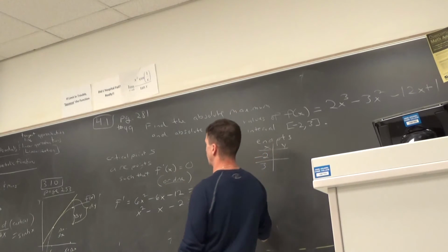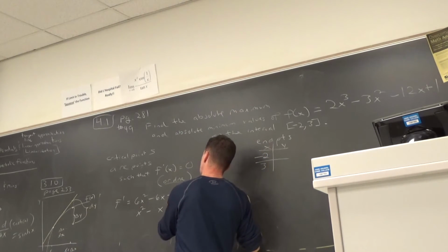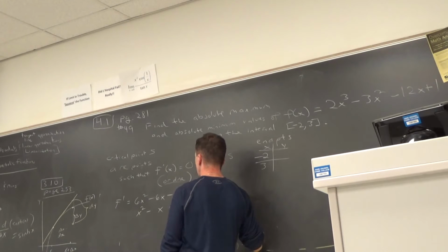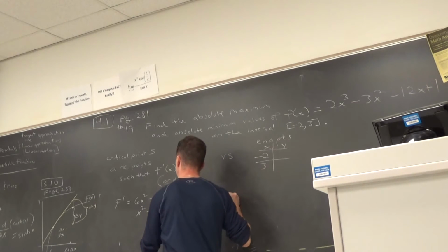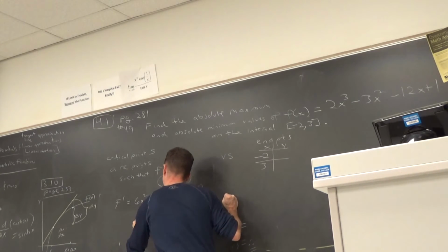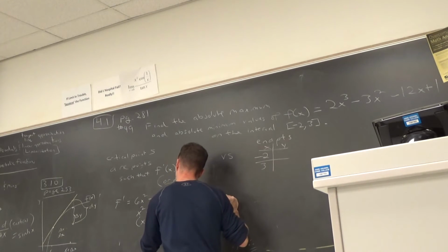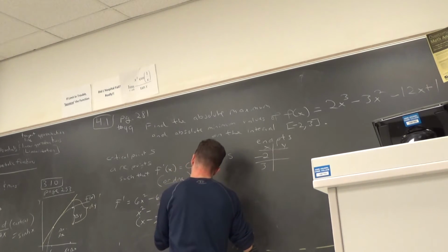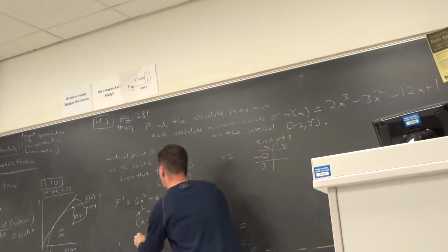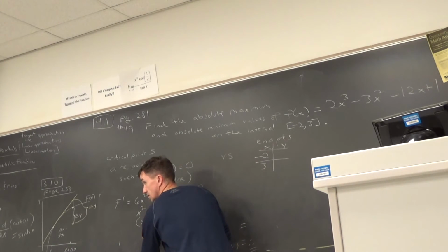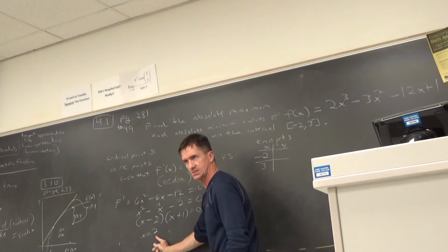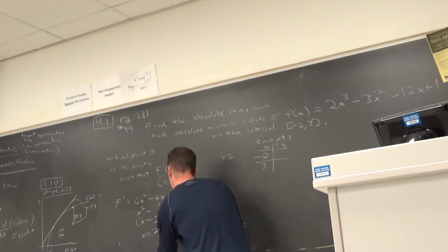And now we all know how to factor this. Two numbers that multiply to negative 2 and add up to negative 1. What are they? X minus 2 and X plus 1. Whoops. X equals 2 and negative 1. Rock and roll, everyone. So here they are. X equal to 2, that's a critical point. There's another critical point where?